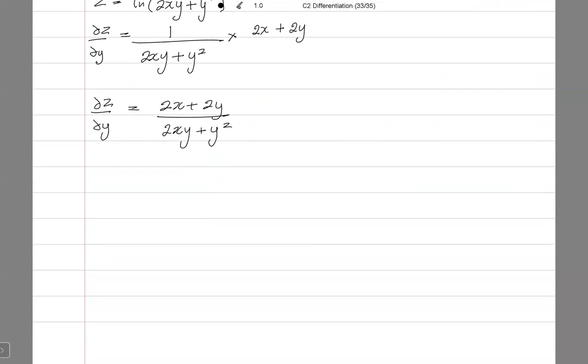Next, I'm going to differentiate this partially with respect to x. So I'm going to say ∂²z/∂x∂y. This is saying that I have differentiated with respect to y first, and now I'm going to differentiate with respect to x. Well, this is a quotient, so I'm going to have to apply the quotient rule. The quotient rule says that if y is equal to u over v, then dy/dx is equal to (v du/dx minus u dv/dx) all over v².